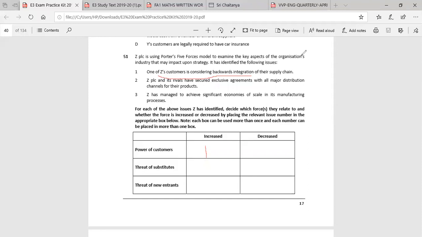Second one, ZPLC and its rivals have secured exclusive agreements with all major distribution channels for their products. So the power of customers, who are customers? Those who buy from them. They are customers. Distribution channels are their customers. You understand that? When they are selling their product through distribution channels, distributors will be their customers.